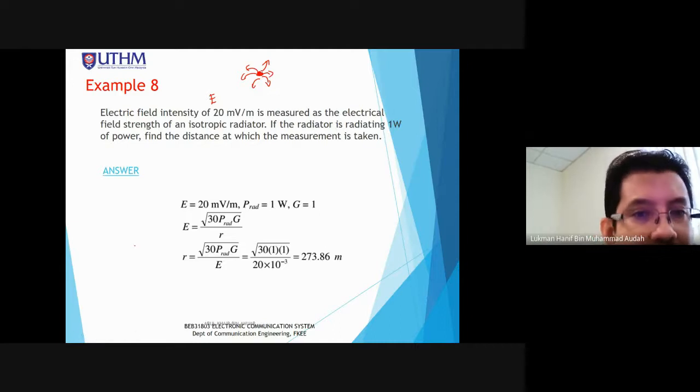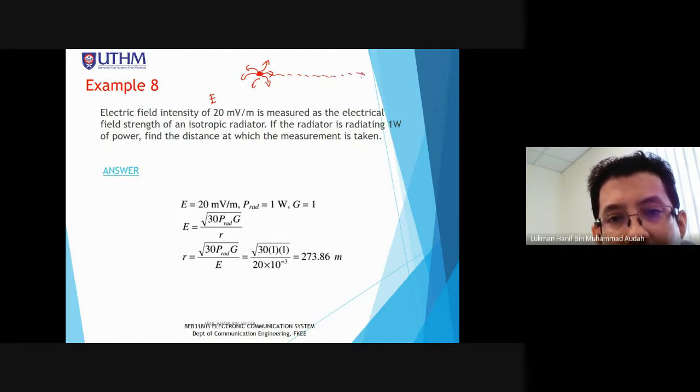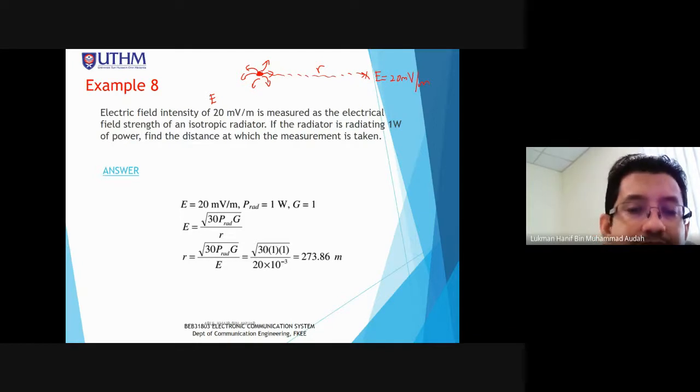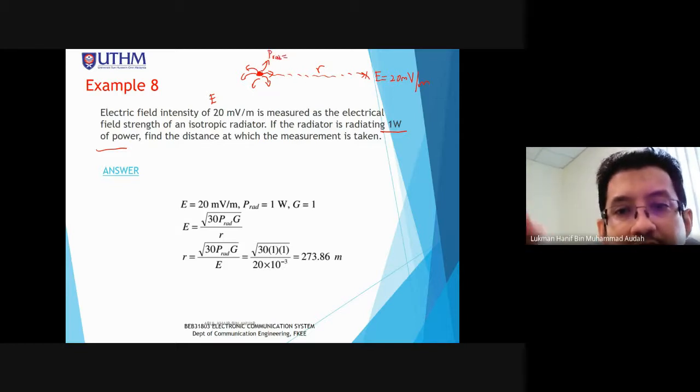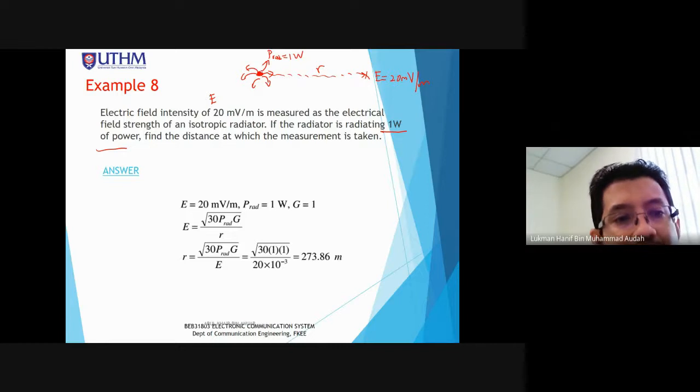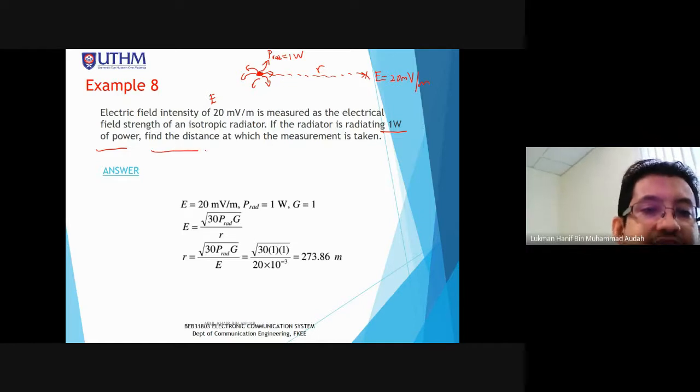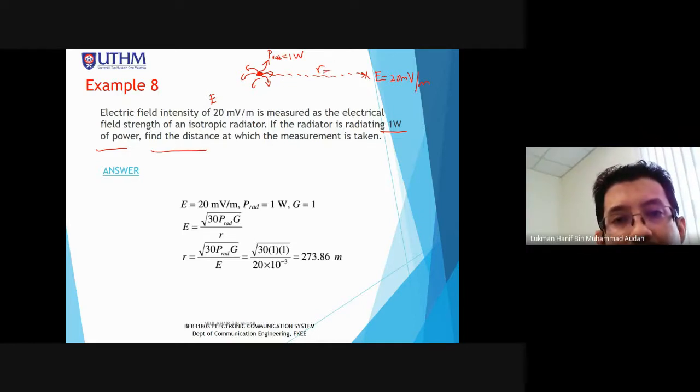So maknanya E-field ni, isotropic radiator ini memancarkan gelombang elektromagnet pada jarak R, dan kita memperoleh E-field dia bersamaan dengan 20 millivolt per meter. If the radiator is radiating 1 watt of power, maknanya dia pancarkan dengan power radiation, P radiation bersamaan dengan 1 watt. Find the distance at which the measurement is taken. Cari nilai jarak. So jarak ni kita tak tahu berapa. We don't know how much is the distance.